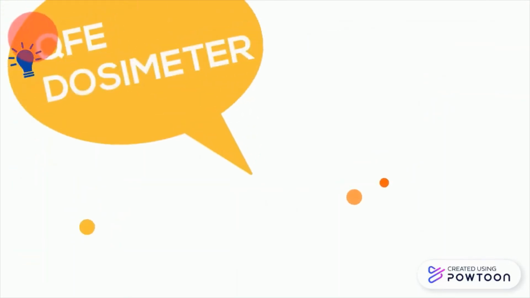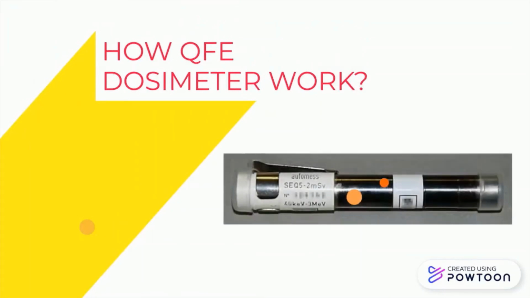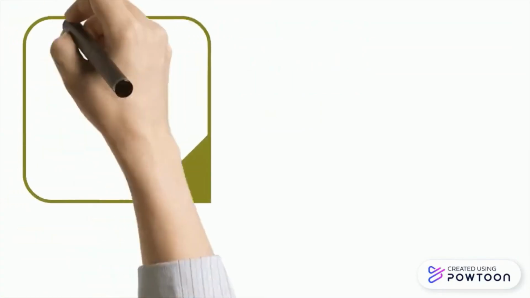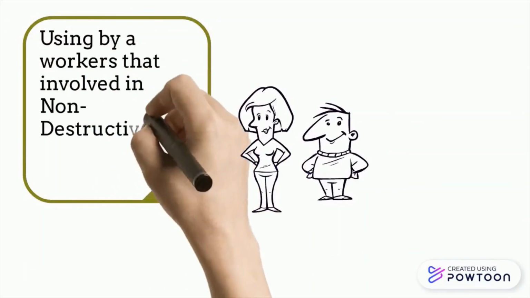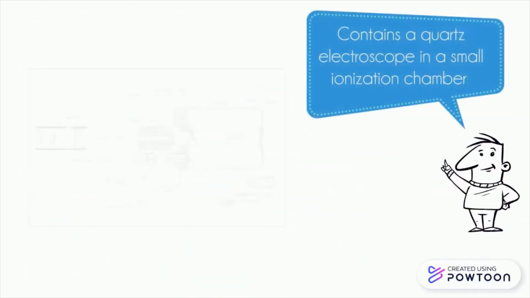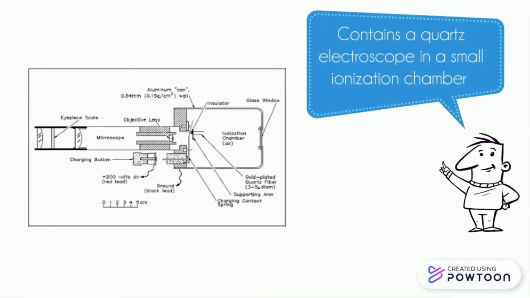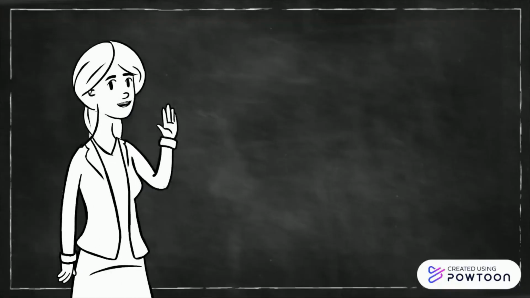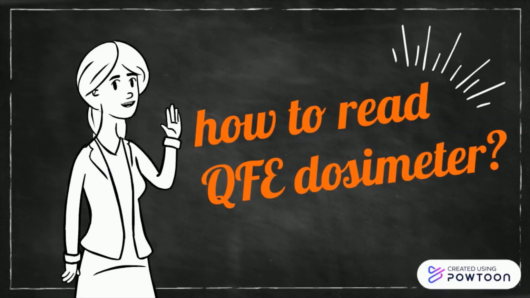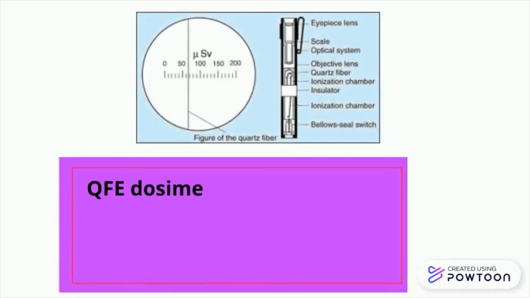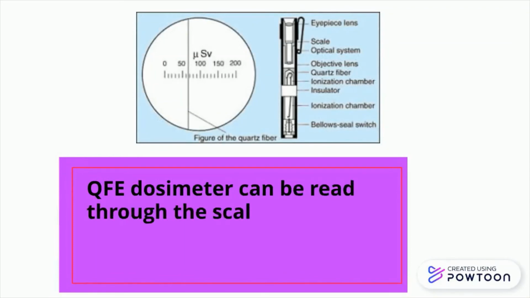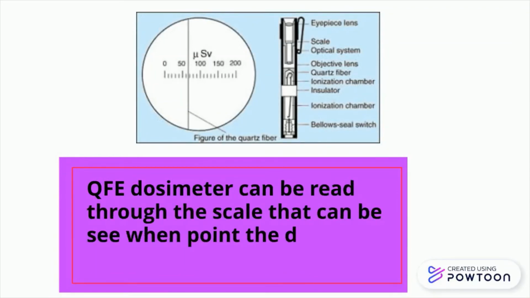Next is the QFE dosimeter. The QFE dosimeter is used by workers involved in non-destructive testing work. It contains a quartz electroscope in a small ionization chamber. How to read the QFE dosimeter? It can be read through the scale that can be seen when pointing the dosimeter at a light source.